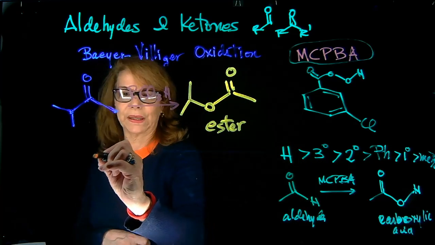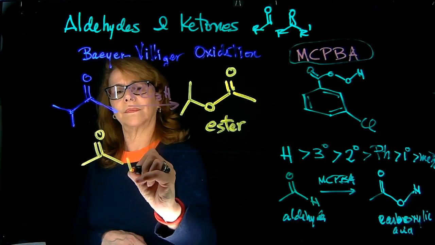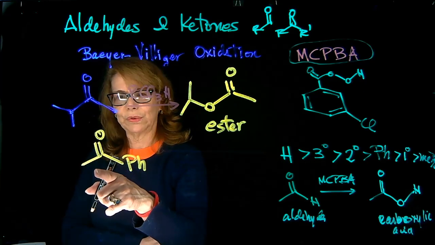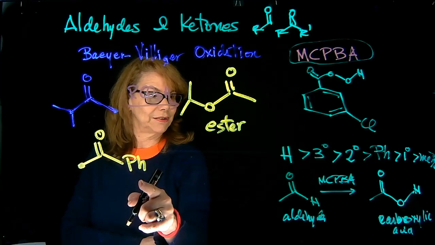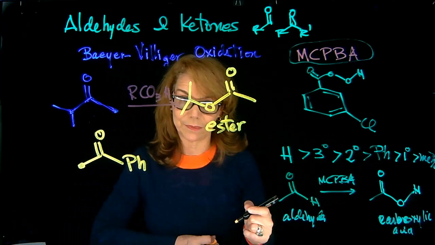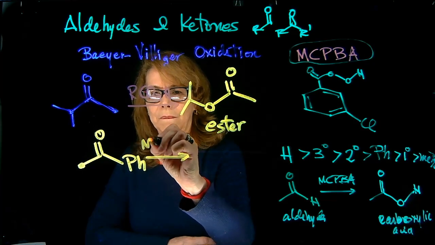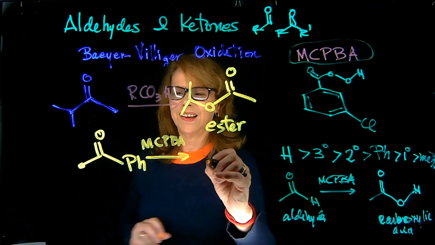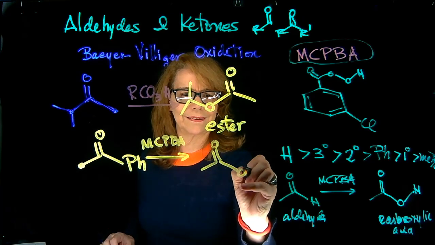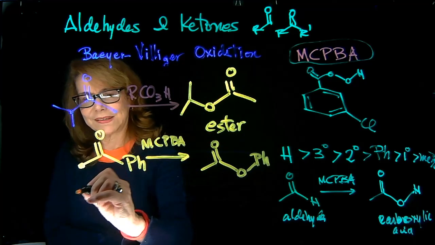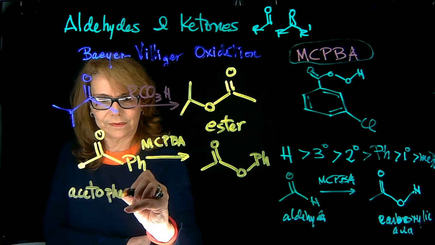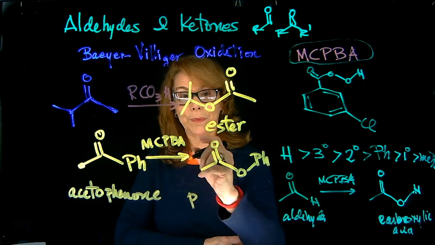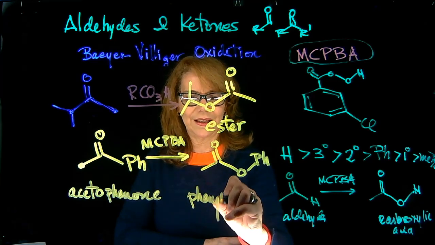Now let's look at something else. Say that I have that compound, acetophenone. And in this case, we will see that is a primary carbon, and that is a phenyl. And as we can see, the phenyl has a better migration aptitude. So let's write metachloroperbenzoic acid. What I need to know is precisely the migration that's better. So I'm going to form the ester on that side. So this is acetophenone, and this is phenyl acetate. So we're forming also an ester. The name of that is phenyl acetate.